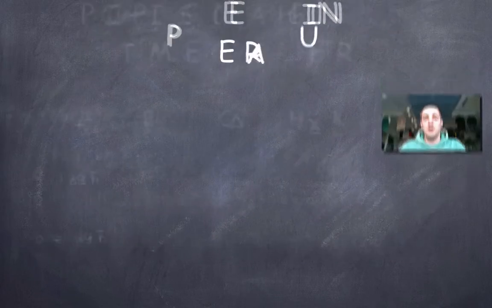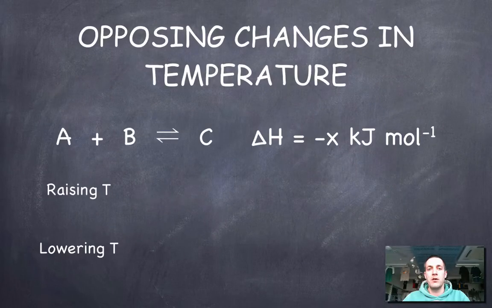Okay, let's start off by looking at how a system might oppose changes in temperature. Now, what this is driving at is, as I said before, if I try and heat a system up, it will try and cool itself down. If I try and cool it down, it will try and heat itself up to minimize the change. Okay. Now, when we're considering how systems might do that, we need to know whether they're exothermic or endothermic, because exothermic reactions get hot, endothermic reactions get cold.